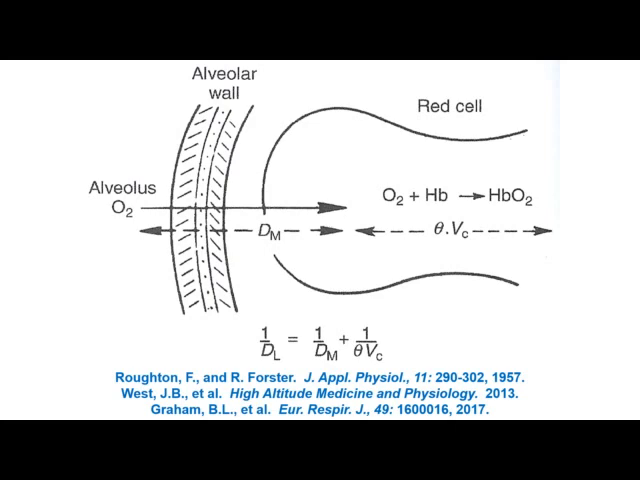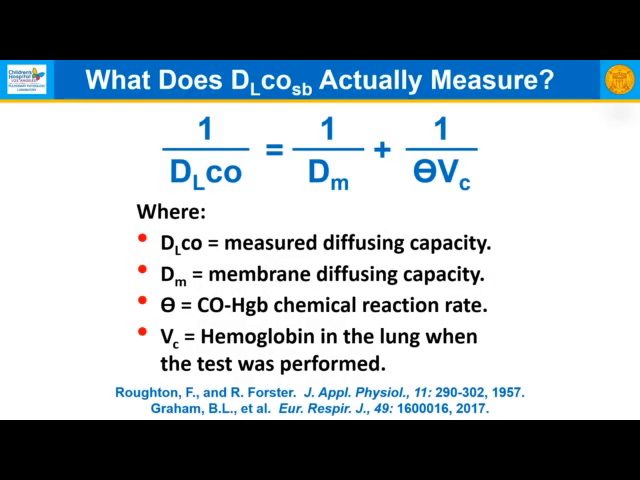So in this sort of situation, the reciprocal of these capacities is additive. So 1 over the diffusing capacity of the lung is equal to 1 over membrane diffusing capacity plus 1 over theta times capillary blood volume. So DLCO is the measured diffusing capacity, DM is the membrane diffusing capacity, CO hemoglobin chemical reaction rate is theta, and VC is hemoglobin in the lung when the test was performed.